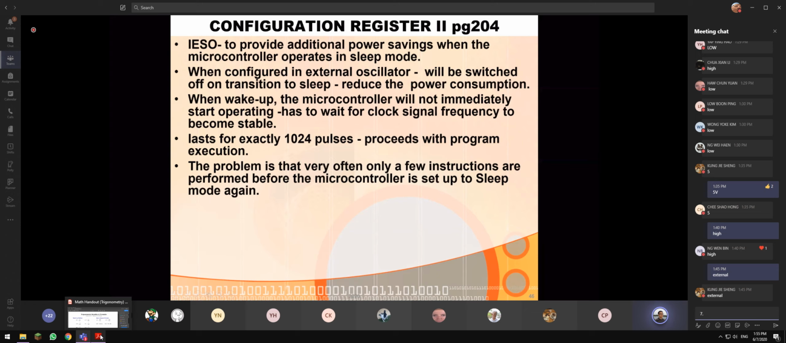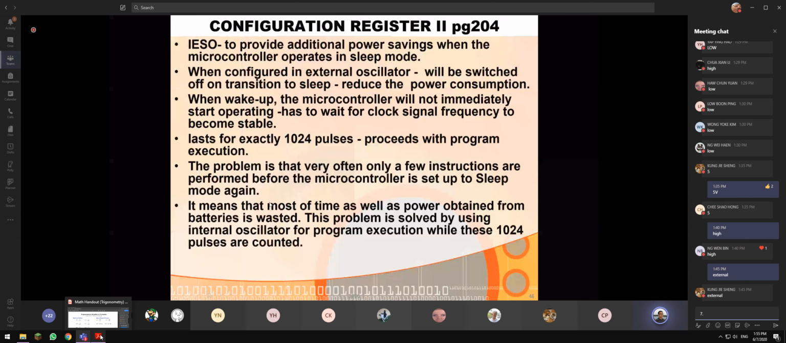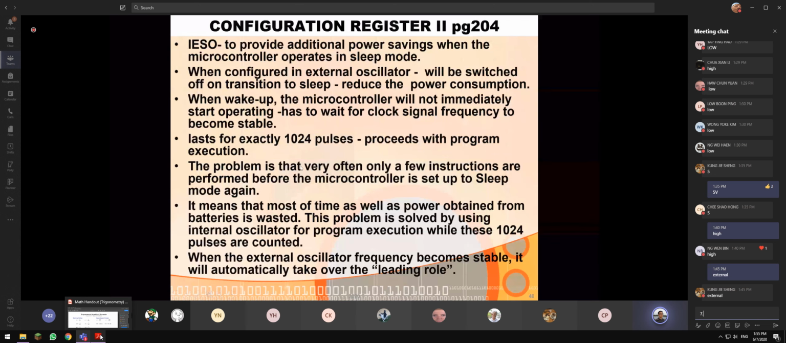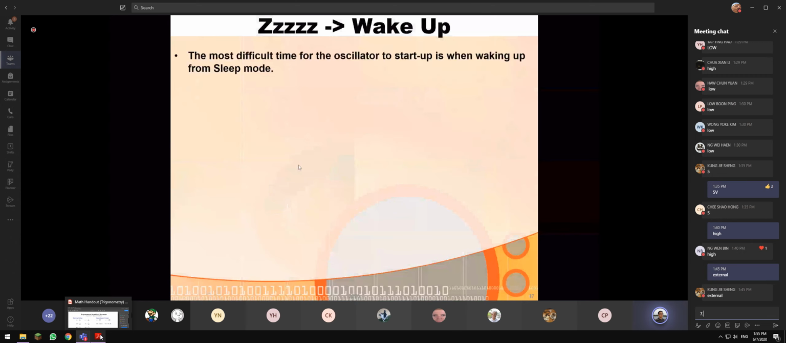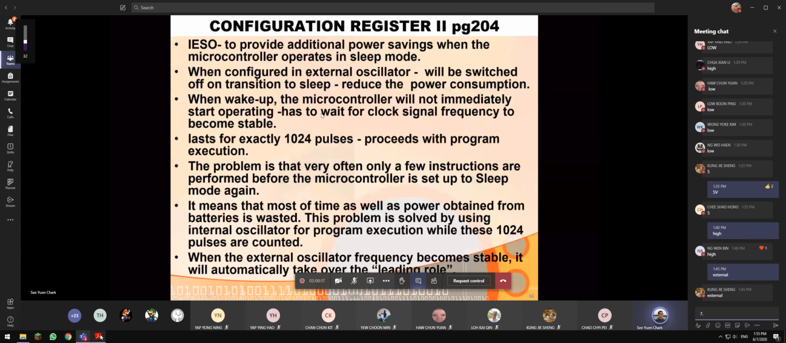Okay, is it all right or not, class? See, when they come out, they do not immediately start operating, they have to wait to become stable. This is 1024 pulses. The problem is very often a few instructions are performed before the microcontroller is set up to go into sleep mode again. Sometimes even worse, when you start up, it takes quite some time. 1024 pulses for a microcontroller is quite long. So what do you do? They use an IESO to solve this problem.